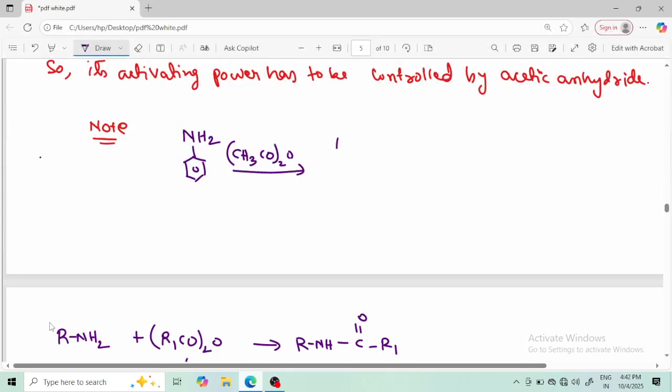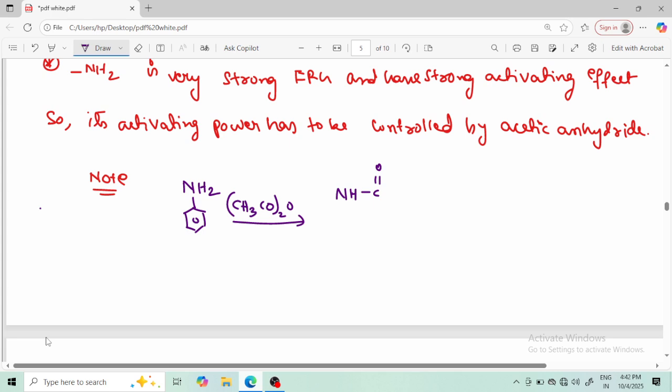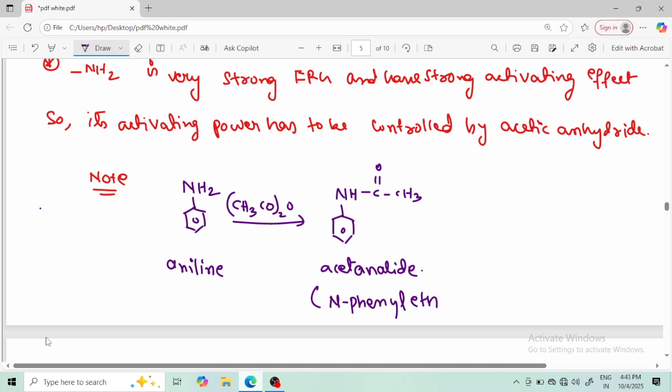If you apply the same concept, I can say NH will be there, then C double bond O will be there, and then CH3 will be there, and this is the one. So this one is aniline, yes or no? And this one is acetanilide. Remember the name, this is very important. It's also named N-phenyl ethanamide.